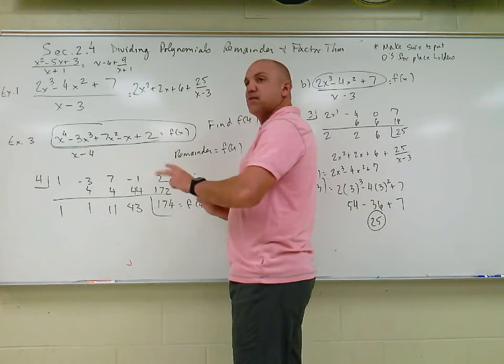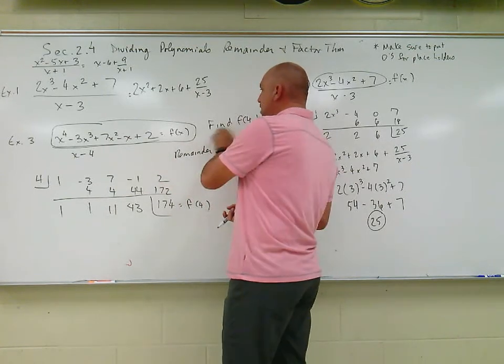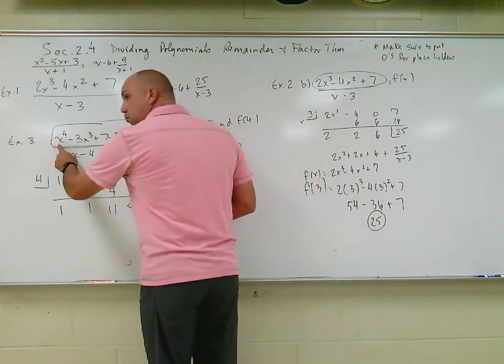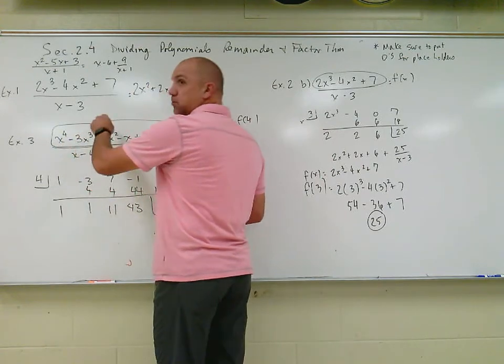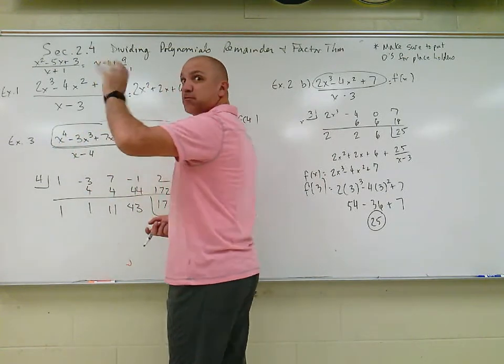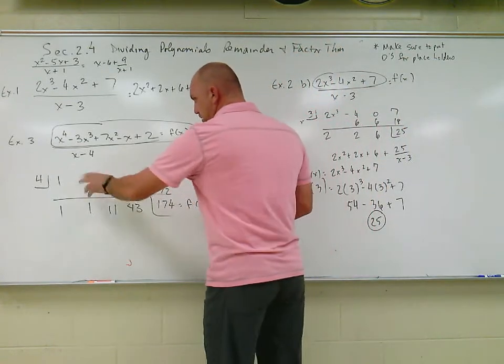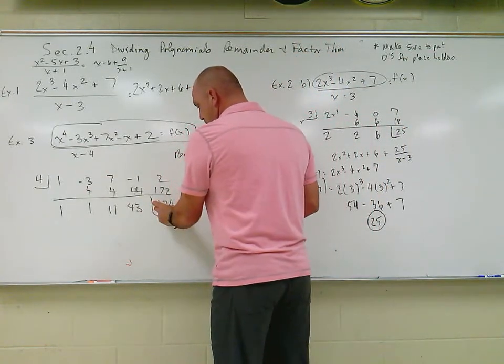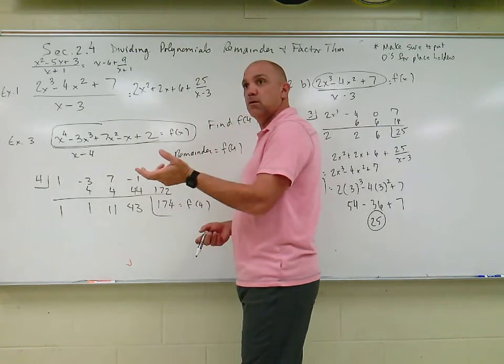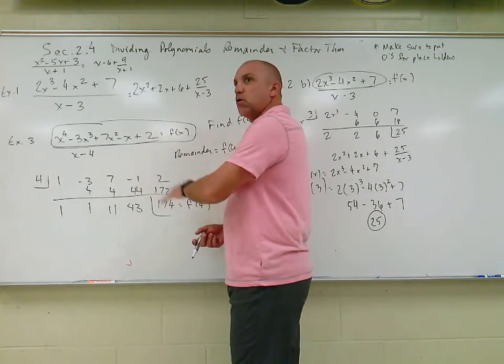Right? Forget about division for just a second. If I had just said find f of 4, I would have done 4 to the 4th minus 3 times 4 cubed plus 7 times 4 squared. I'd have to do 4 to all those powers. But notice, if I just do the synthetic division, whatever I get at the end, that's also f of 4. So it's a lot less work to get that.